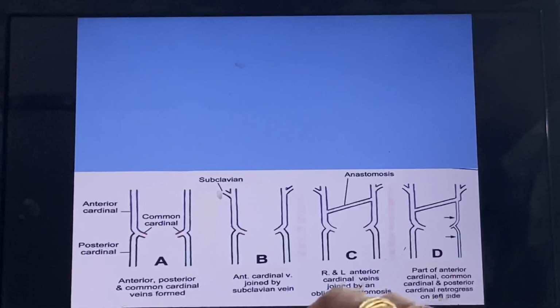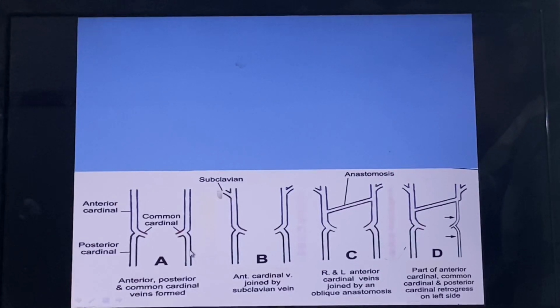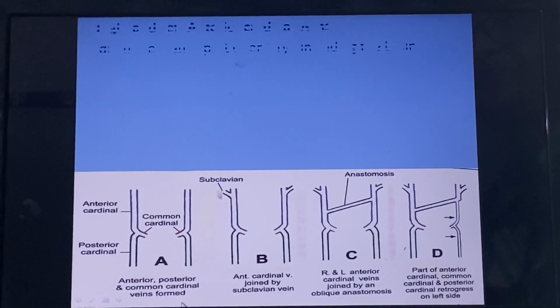Now in this diagram you can see anterior cardinal vein, posterior cardinal vein, again on this side anterior cardinal vein, posterior cardinal vein, and this is common cardinal vein which is continuing with the sinus venosus, which is ultimately draining into sinus venosus.